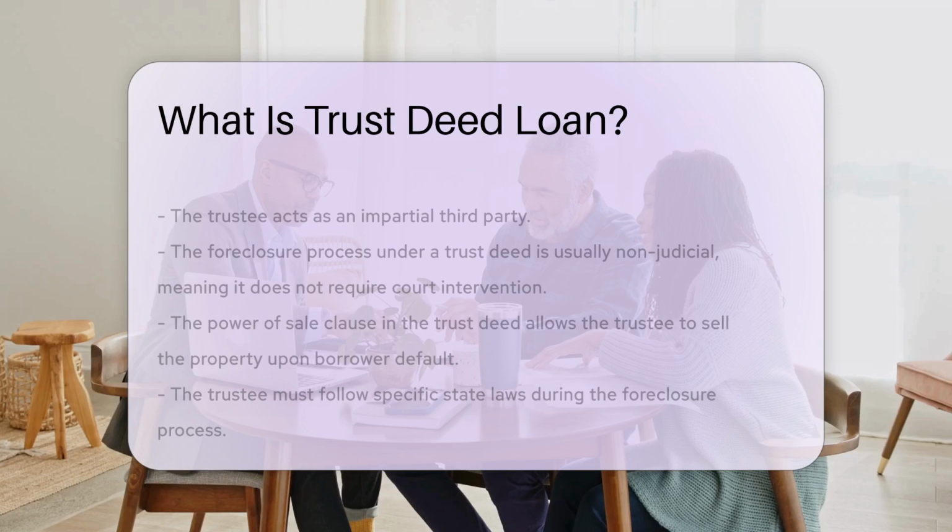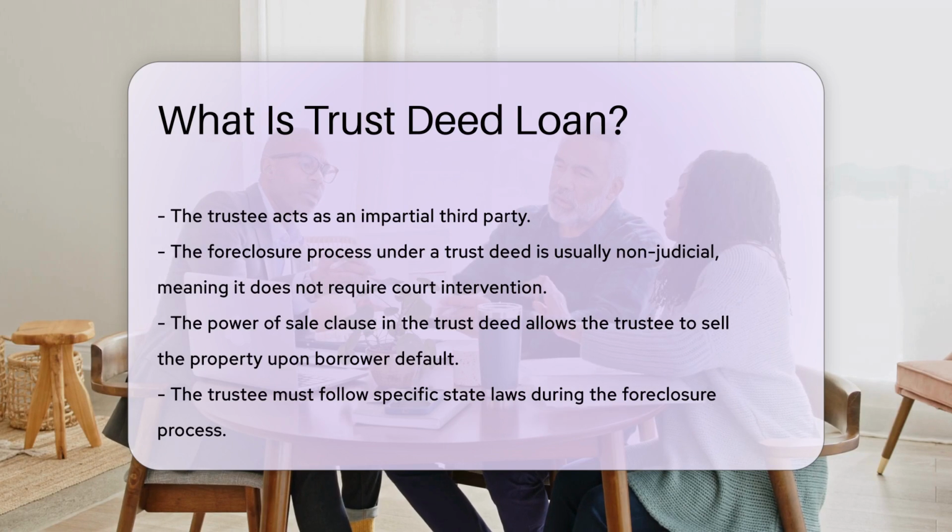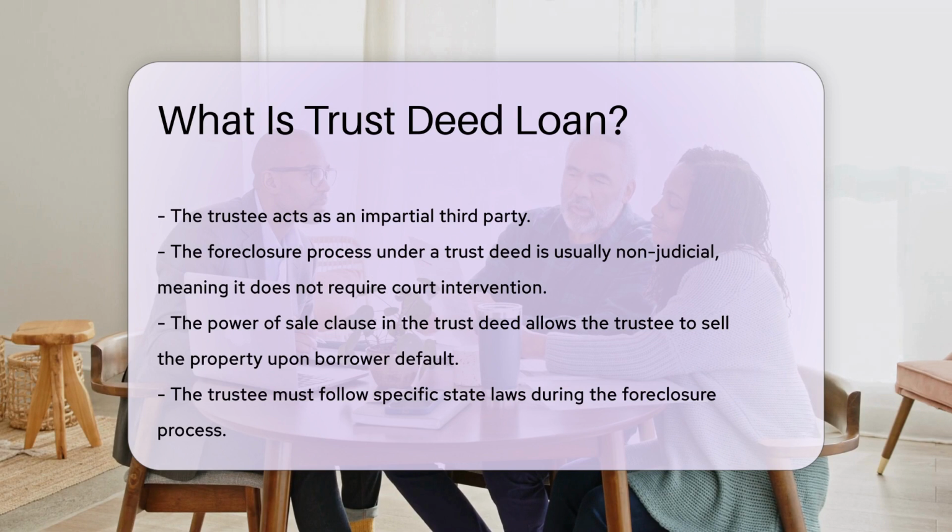The foreclosure process under a trust deed is usually non-judicial. This means it does not require court intervention. The power of sale clause in the trust deed allows the trustee to sell the property. This clause is activated upon borrower default. The trustee must follow specific state laws during the foreclosure process.